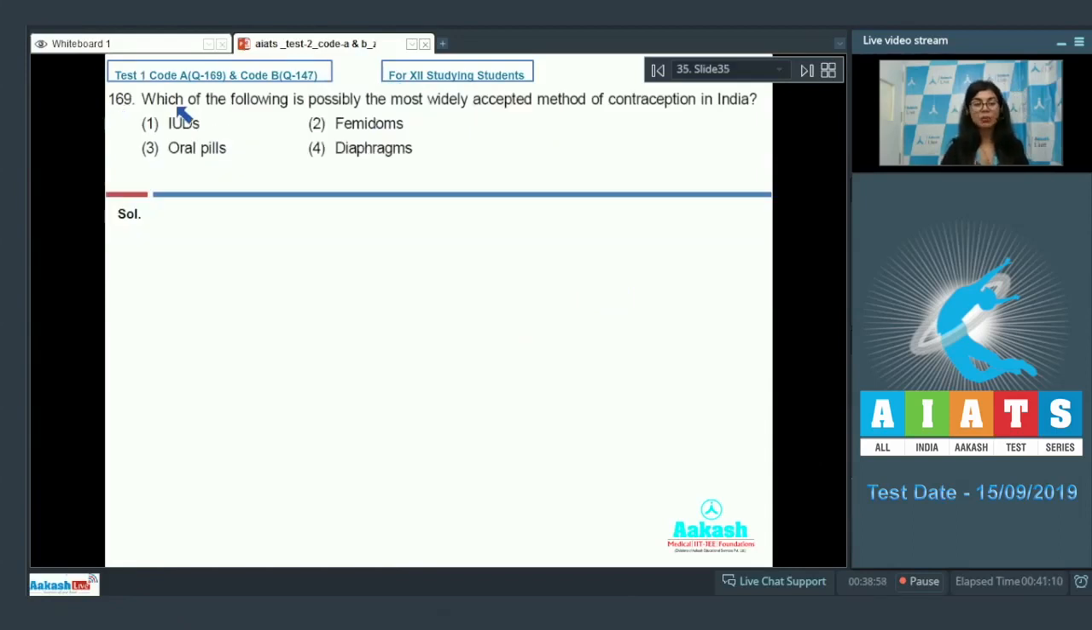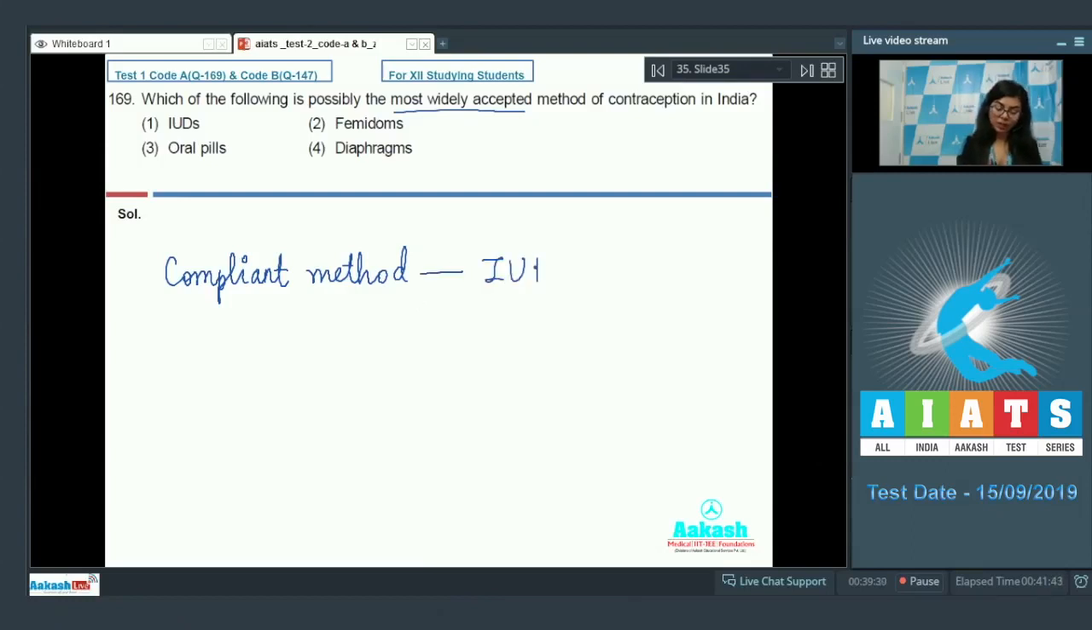Next we have question 169. Which of the following is possibly the most widely accepted method of contraception in India? IUDs, femidoms, oral pills, or diaphragms? So they're asking which is the most compliant method. Compliant method means which is well accepted by the user or is frequently preferred by the user. IUDs are the most compliant methods of contraception in India, mainly because it's a single step procedure and is very convenient for the user.